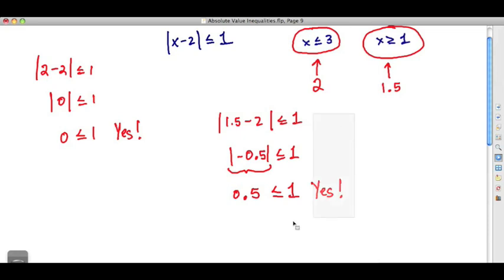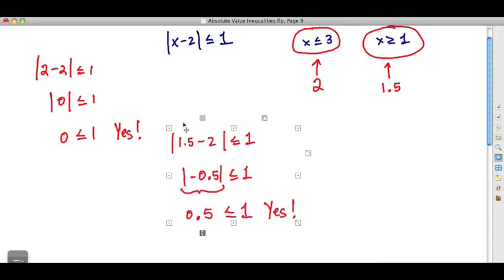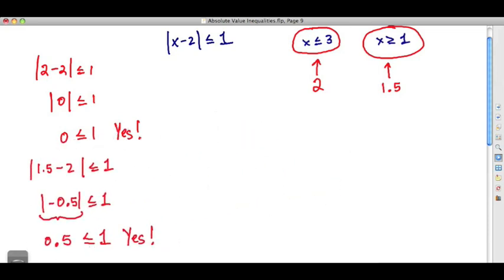All right, let's see what happens if we pick a number that's greater than 3. So let's say we pick 4. 4 minus 2 less than or equal to 1. 4 minus 2 is 2 less than or equal to 1. How far away from Eckert's house is 2? 2 less than or equal to 1? No. 2 is not less than or equal to 1. So that one doesn't work. Okay? That one does not work.